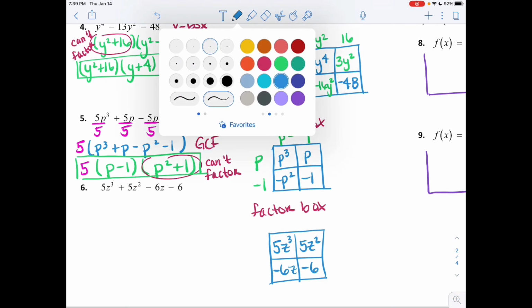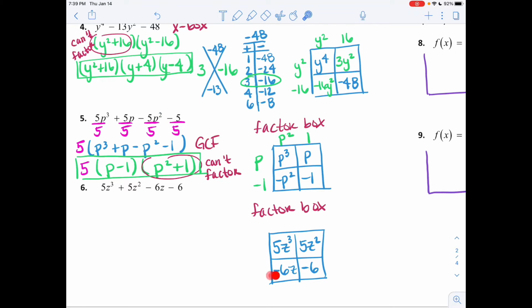And I'm ready to look for greatest common factors across each row, down each column, just like we've done several times before. Across the first row, I see a 5 and a z squared. Across the second row, I see a negative 6. Looking down the first column, I see a z. And looking down the second column, well, I don't see anything they have in common, so I'm going to call it a 1.